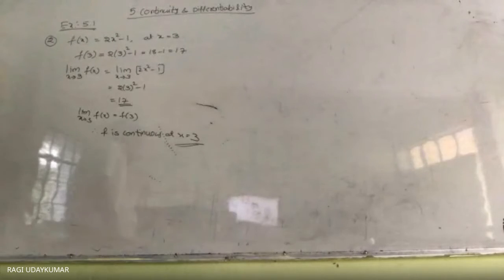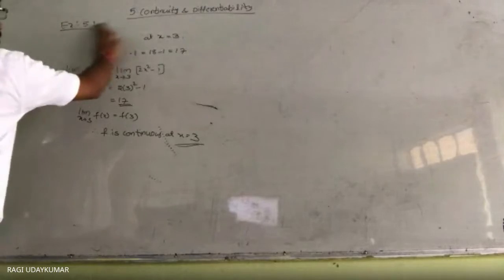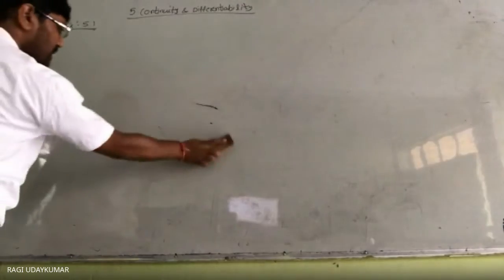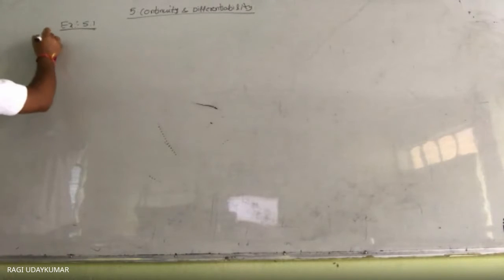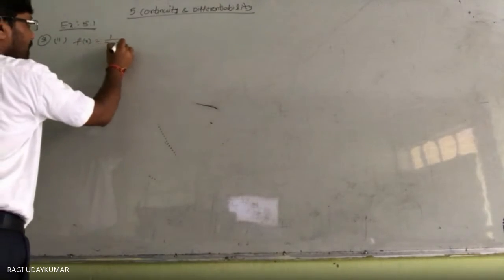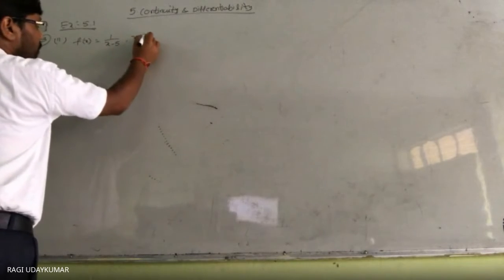Coming to the next problem, the third problem, different types of questions are given to you. Let us discuss them now. Here continuity will be different whenever you see these problems. In problem number 3, the first question, x minus 5, is very simple, you can do it directly. The second question is f of x equals 1 by x minus 5, x not equal to 5.